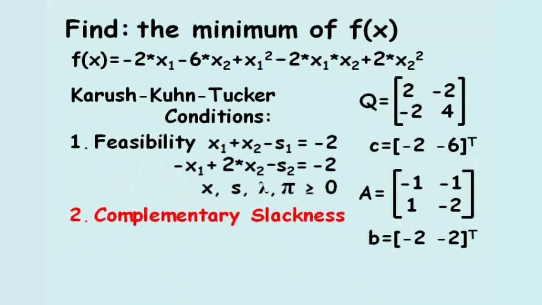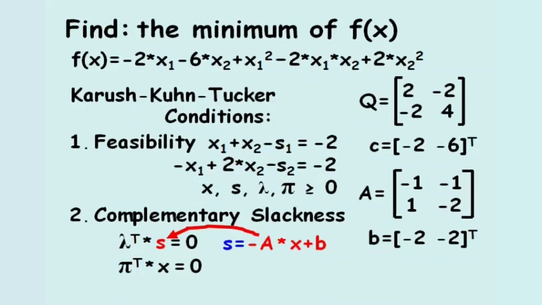Complementary slackness is the next KKT condition, which means lambda transpose s equals 0 and pi transpose x equals 0, where s equals -Ax plus b, the primary constraint set, and lambda equals the associated dual variables for these constraints. Vector pi represents the dual variables associated with the non-negativity constraints for all x variables, which are constrained in vector x.